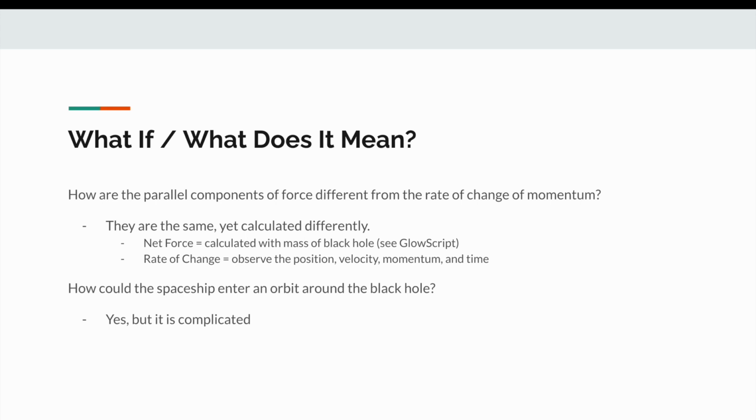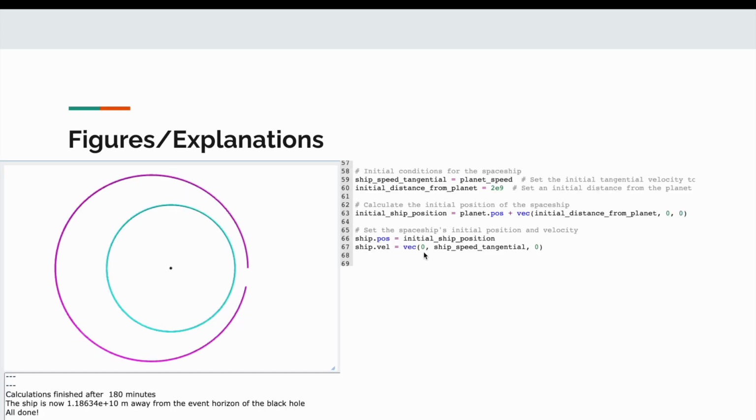Now, looking at how can you make the spaceship enter an orbit around the black hole, and you can do this in principle, yet it's extremely complicated. There's a few ways you could tackle this problem, however the one I chose to use was to first off change the position of the spaceship, and then to change the velocity of the spaceship. Now, looking at my GlowScript code and my figure, as we can see the spaceship will start with the same tangential velocity as the planet and in an initial position that is far away from the planet, and this is so it won't crash on the planet. As you can see, it goes around, but it never crashes into the planet or the black hole.